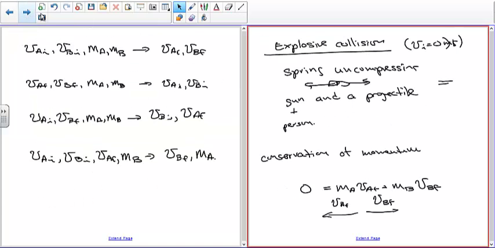And then finally is the explosive collisions. So hopefully that helps you out.